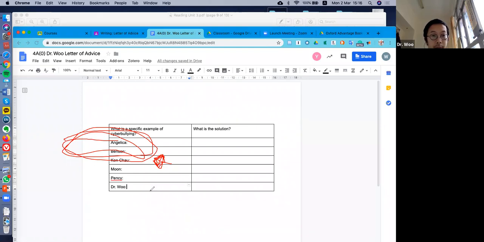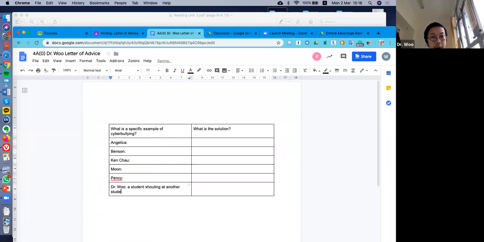So an example of cyberbullying is a student shouting at another student during an online lesson. A student makes fun of the other students for speaking during an online lesson. These are actually very real examples. A student shouts at another student during an online lesson. A student makes fun of another student for speaking during a Zoom lesson.